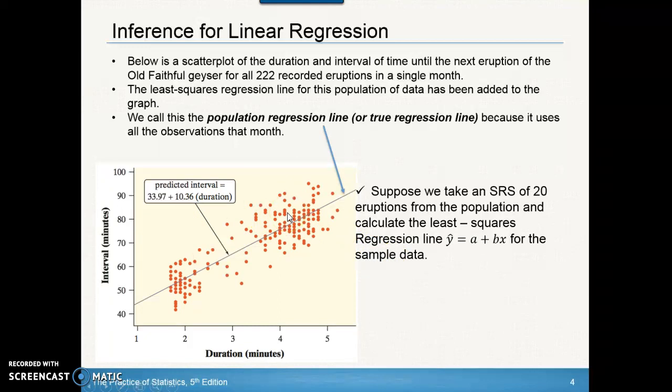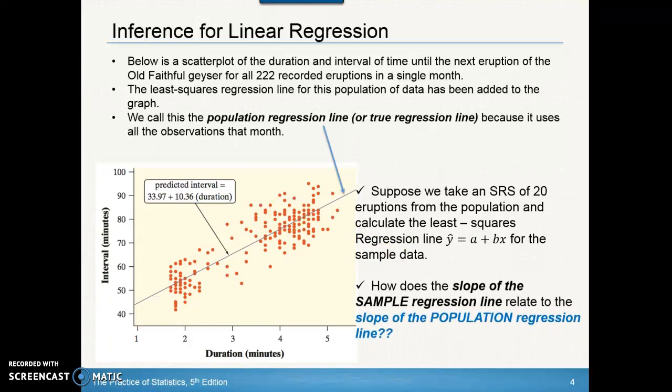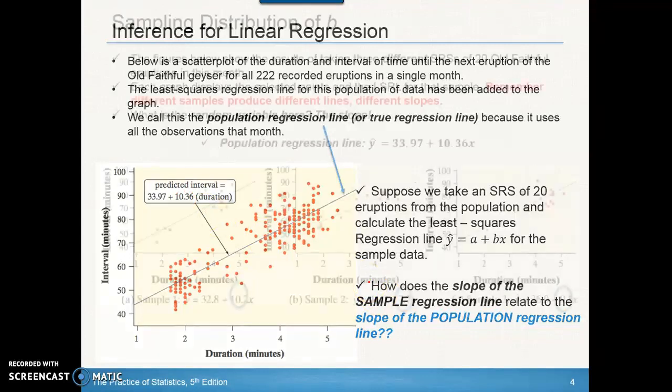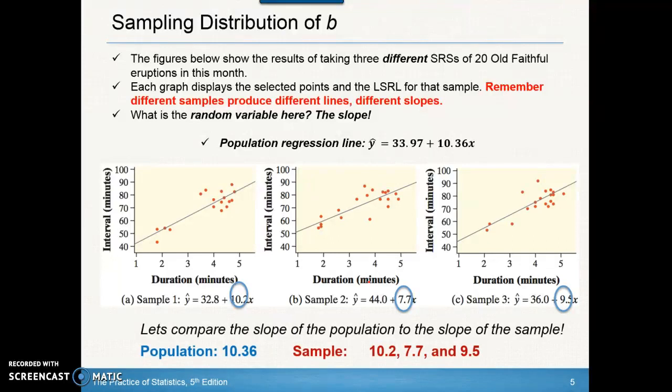Let's just pick 20 of them. What is that going to look like? How is the slope of that sample of 20 going to relate to this slope right here that's going to be the slope of the population for all 222? Are they going to be the same? Are they going to be different? Are they off by a little bit? Let's take a look at what that looks like.